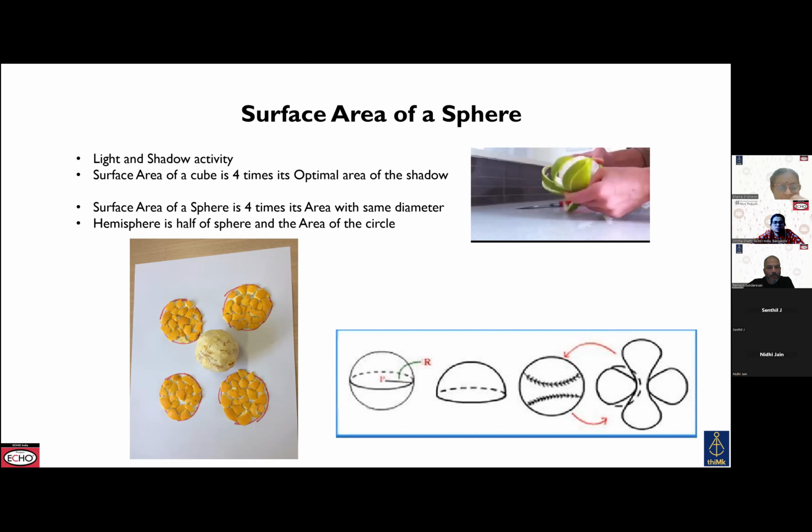There are wonderful videos available on the light activity itself, showing where the area is increasing and how the surface area is increasing. That would be very nice for them to see.